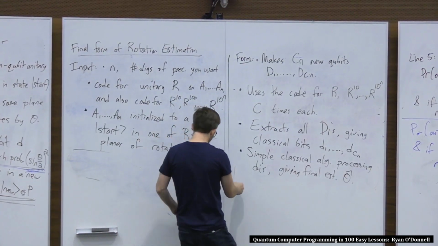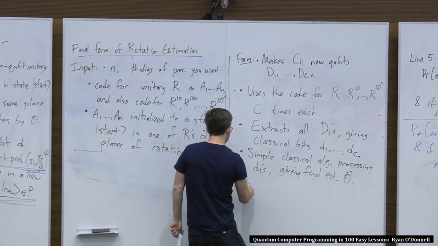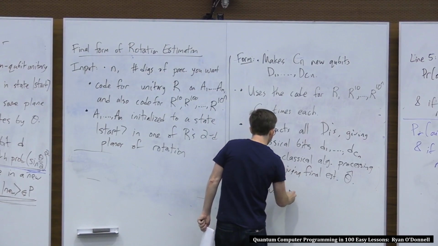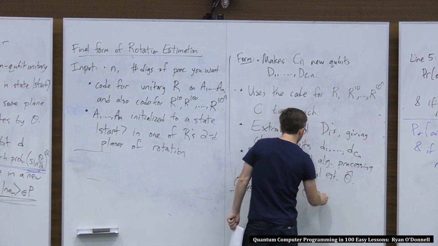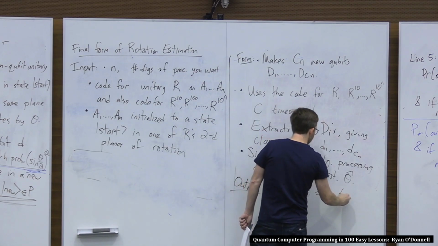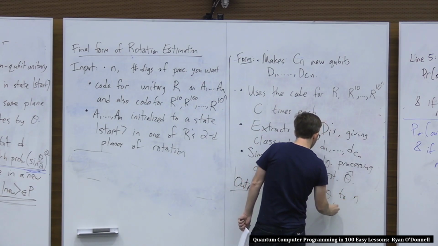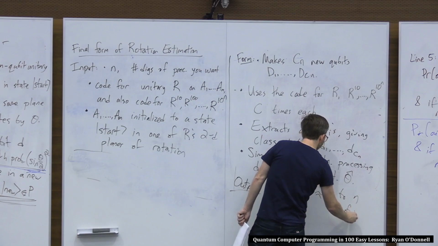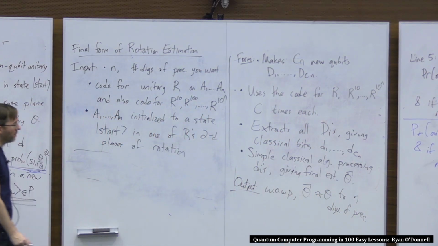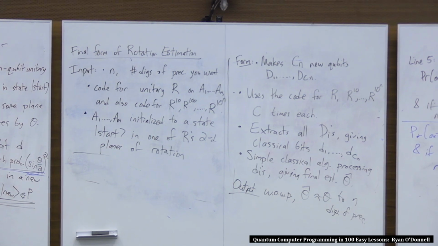Well, the last thing I'll say is, and then that's it, the output is, with overwhelming probability, theta hat equals theta, the amount by which R rotates in P, to n digits of precision. Okay, that's it. If you really want to see some fine print about the glitch, you can read that in the notes.